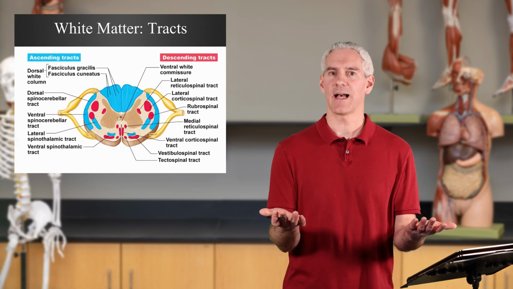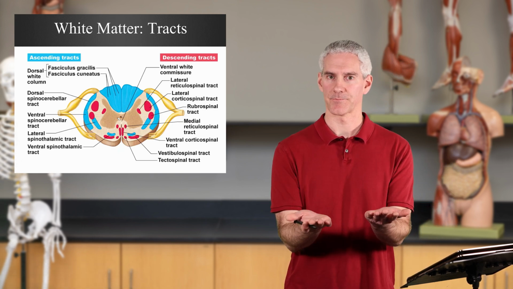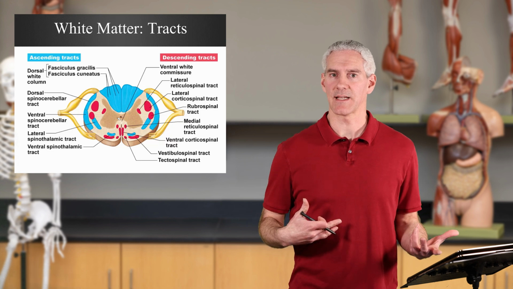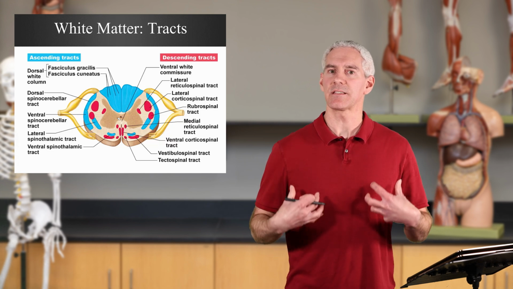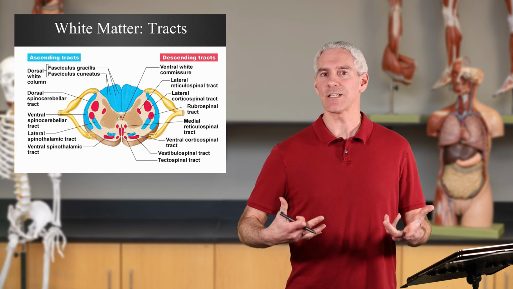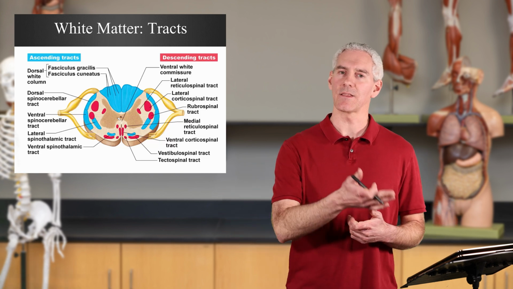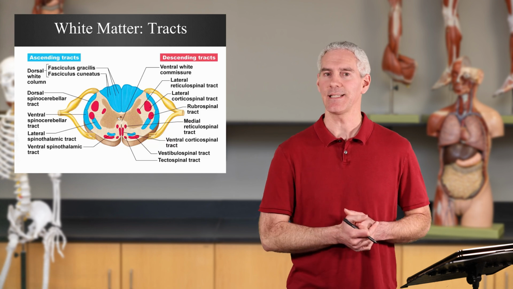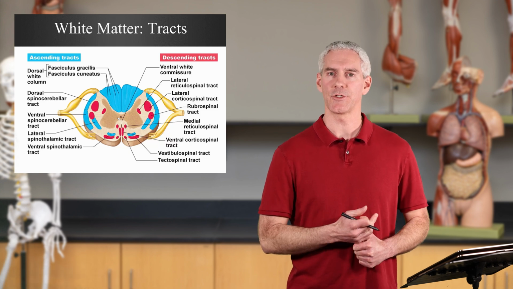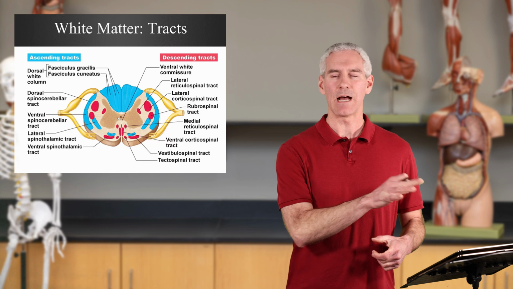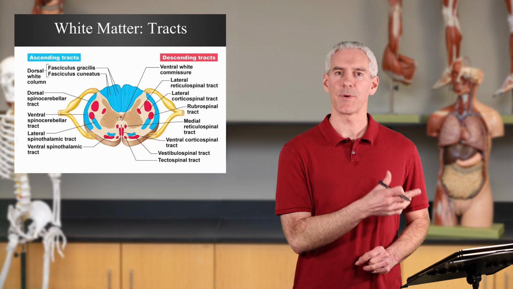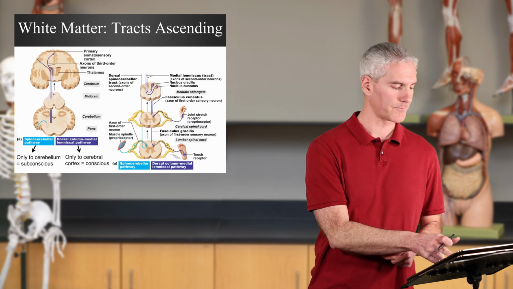The right and left side are mirror images of each other. Well, it makes sense because you have a right and left side to your body. They both have to have the same controlling mechanisms as well as the same sensory input mechanisms. So the right and left descending and ascending tracts are mirror images of each other. Now, we're not going through all of these tracts, but there are a few to look at.